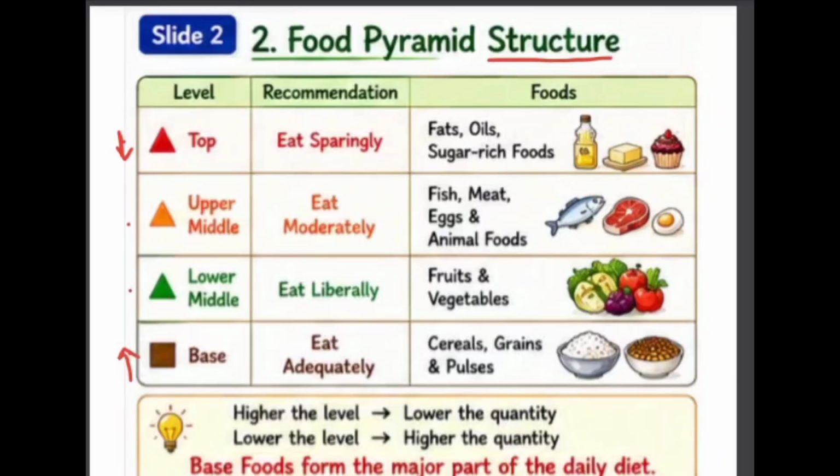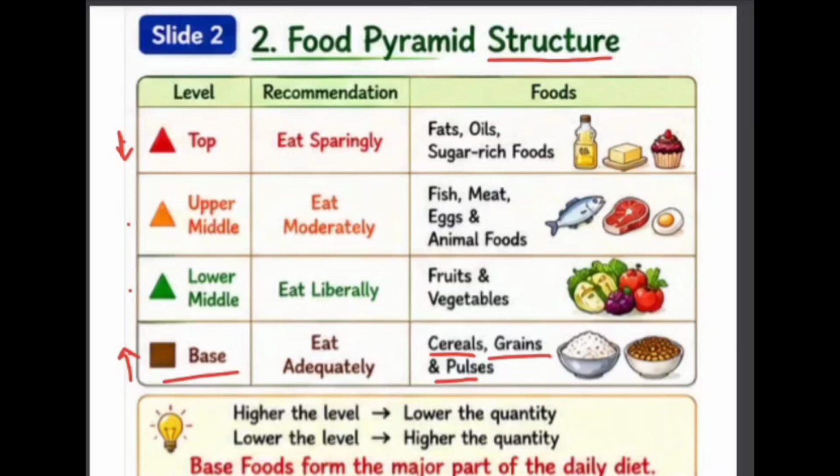Let us start with the foundation of the pyramid known as base level. This level includes cereals, grains, and pulses such as rice, wheat, bread, millets, and lentils. These foods are rich in carbohydrates, which are the primary source of energy for our body.